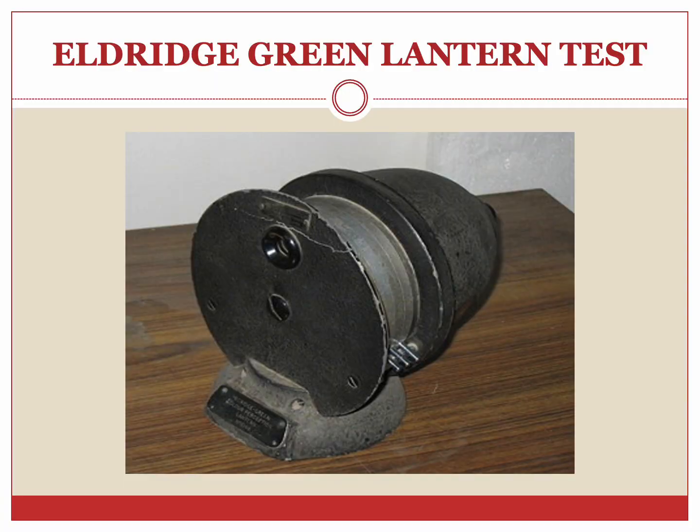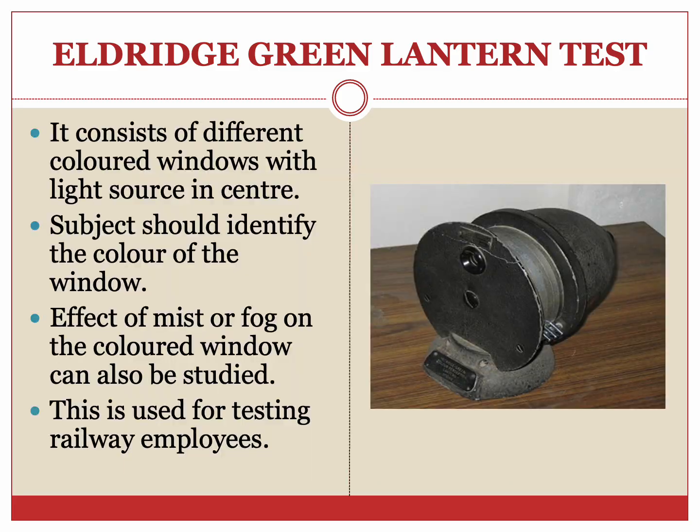Another test is Edridge-Green lantern test. This is the Edridge-Green lantern. It consists of different colored windows with a light source in the center. The subject should identify the color of that particular window. The effect of mist or fog on the colored window can also be studied using this test. This is used for testing railway employees.